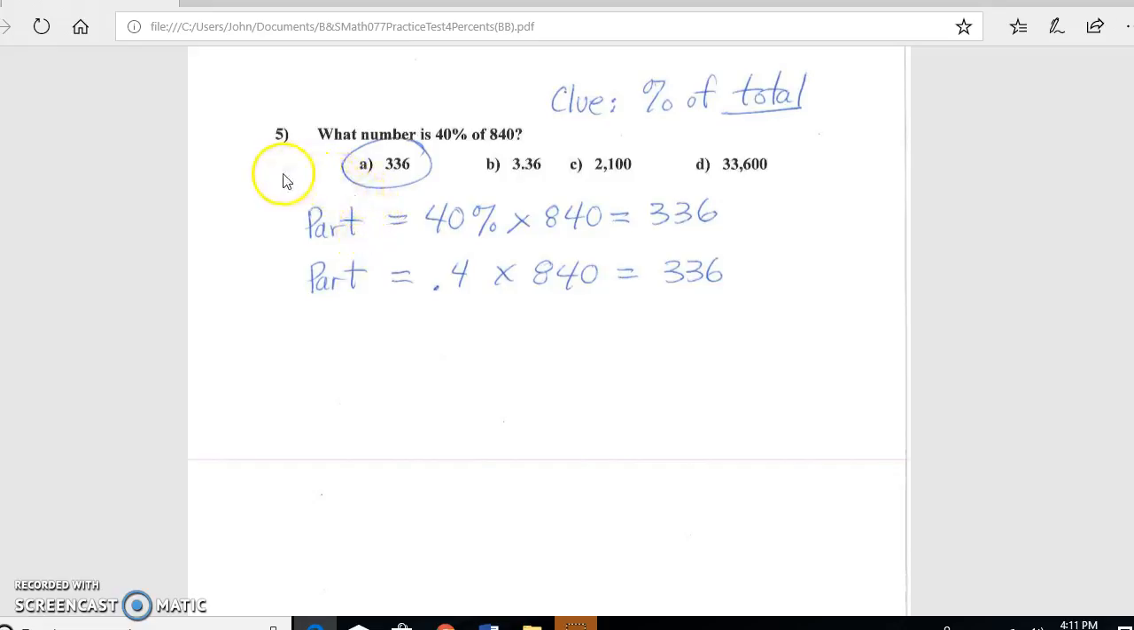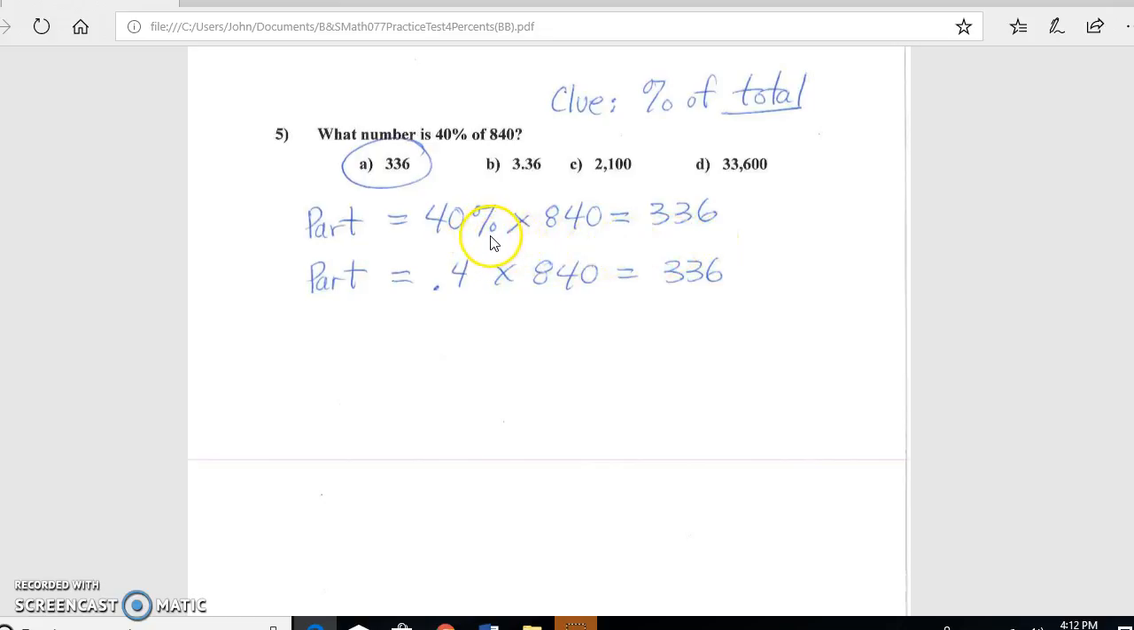And so if you look on the formula sheet that was handed out in class, the formula for the part is the percent times the total. So we would multiply 40% times 840, and we would get 336.